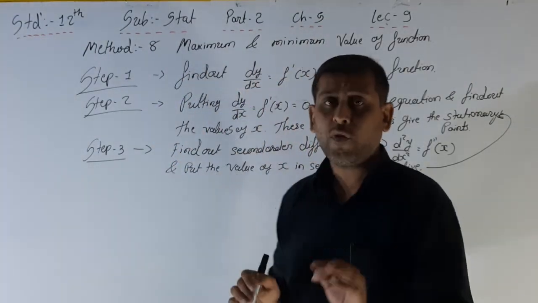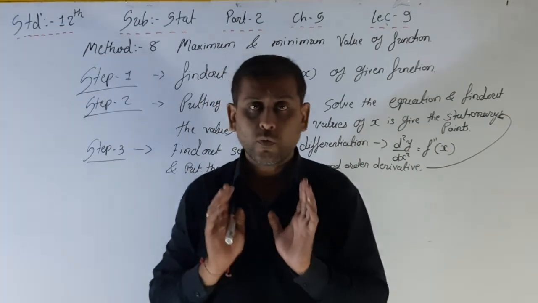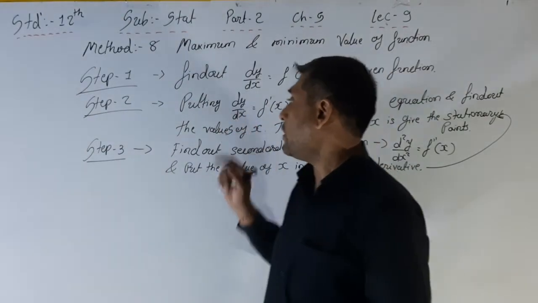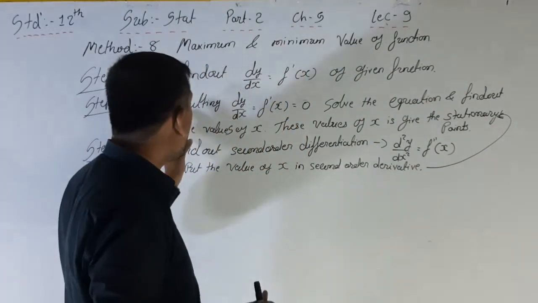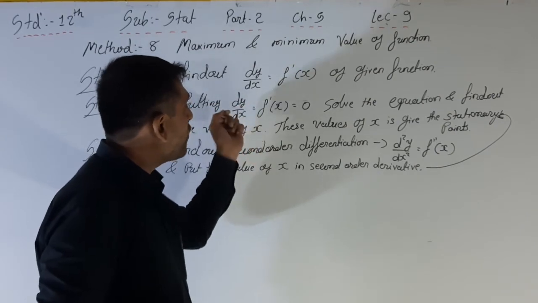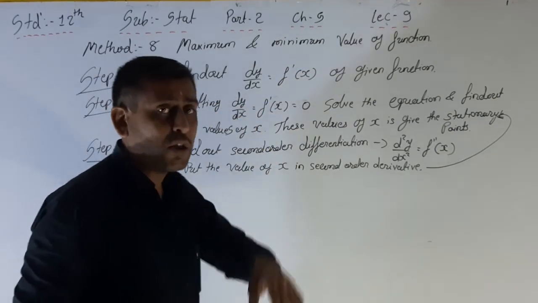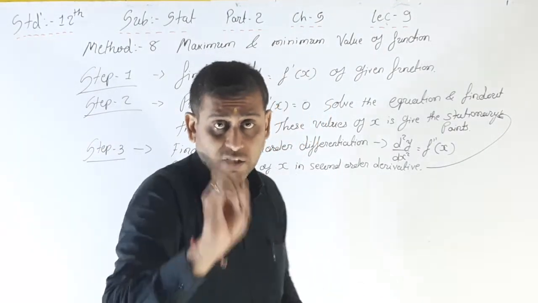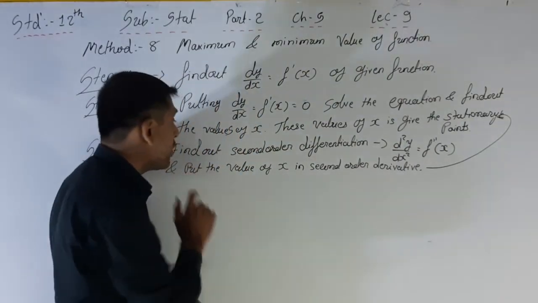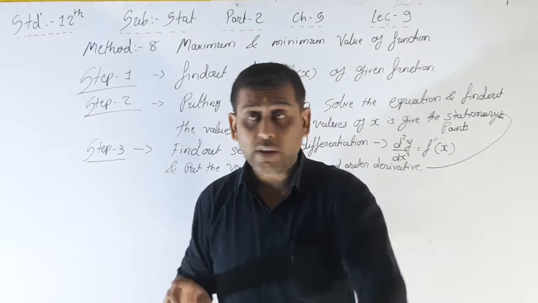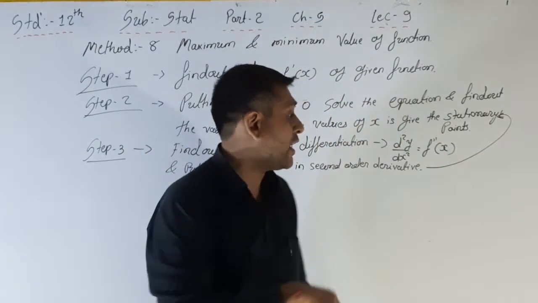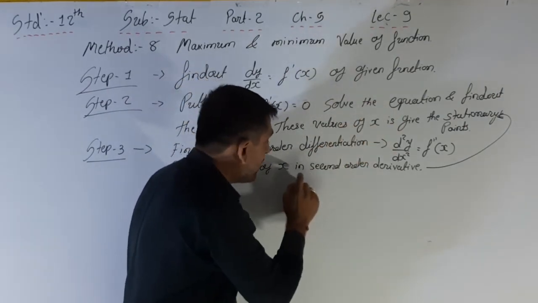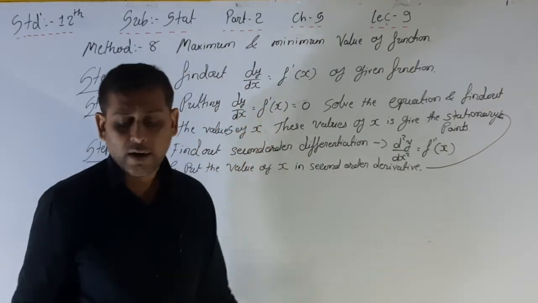See, first step we have to find out dy by dx of the function. Then step number 2. What is step number 2? We have to put the value of dy by dx equal to 0 and solve and find out the value of x, which is called a stationary point. Then that stationary point, that is value of x, we have to put in the second order derivative. For that, first we have to find out the second order derivative and then put the values of x that we found.